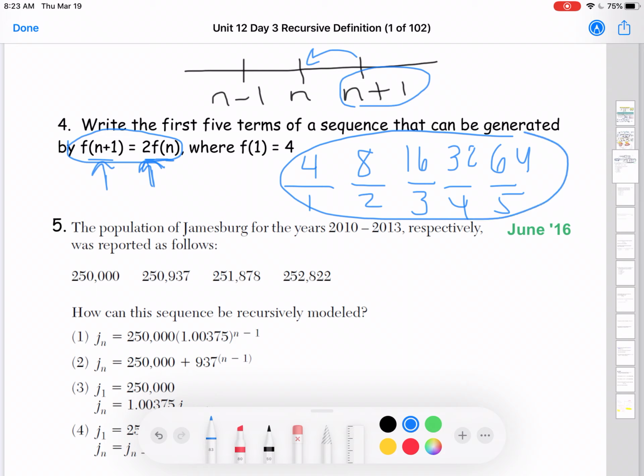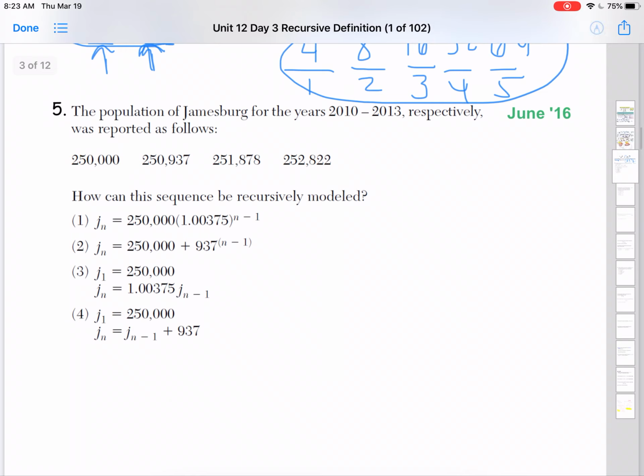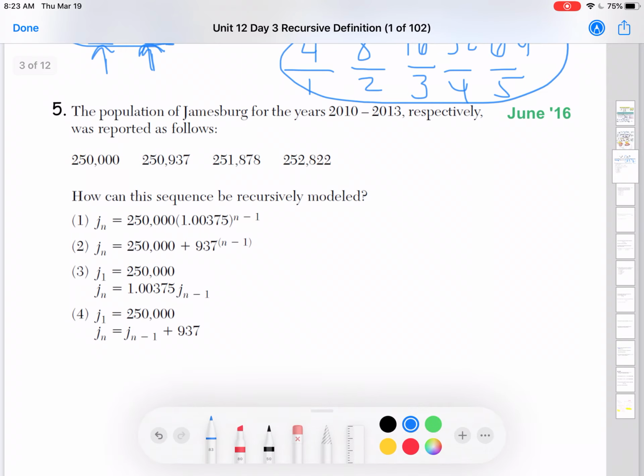All right, let's try a Regents question here. And again, I know there's going to be some of you out there that if we were in class together right now, you would be getting rid of choices for me immediately, which is fantastic. Okay, so let's see. The population for Jamesburg for the years 2010 to 2013, respectively, was reported as follows. Which sequence can be recursively modeled? So again, which 2 choices?